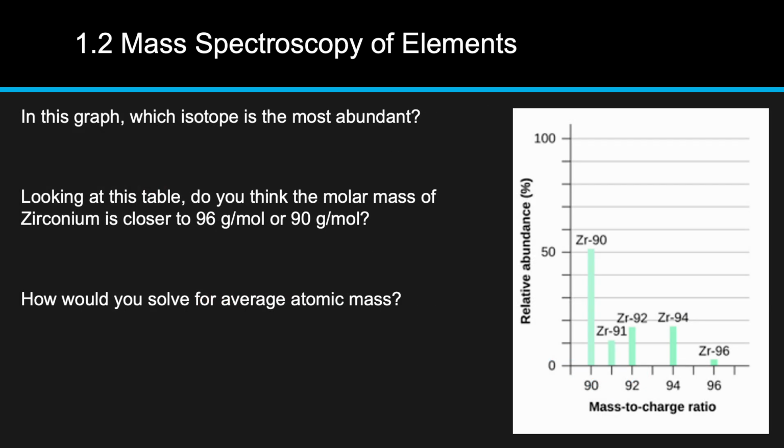In this graph, which isotope is the most abundant? Remember, relative abundance is going to be on the y-axis, so the higher the bar, the more abundant it is. So our most abundant isotope is going to be zirconium-90.